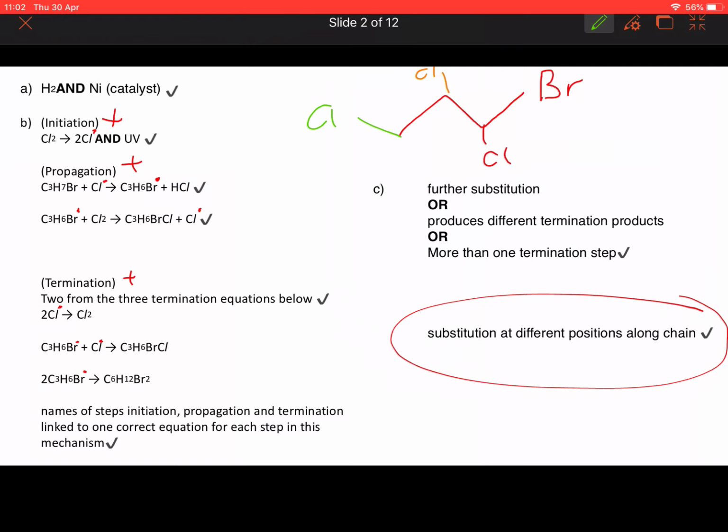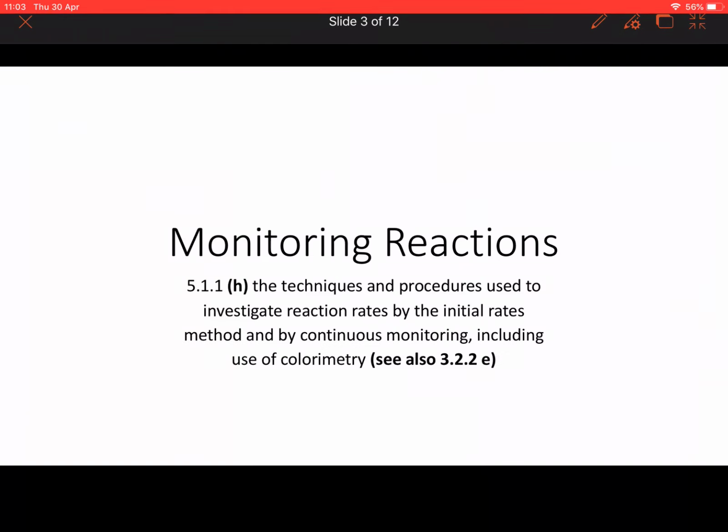Remember, the ways to reduce that further substitution are to reduce the molar quantities of the chlorine that you're adding. So if you had a slight excess of whatever it is you're substituting, then you're going to reduce the chance of further substitution. It's not going to completely stop it, but it does help.